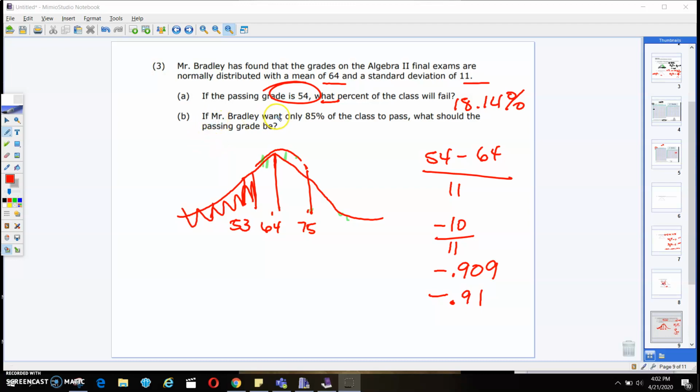Okay, if Mr. Bradley only wanted 85% of the class to pass, what should the passing grade be? Okay, so I'm going to erase all of this stuff, and I'm probably going to start on this one in just a second.